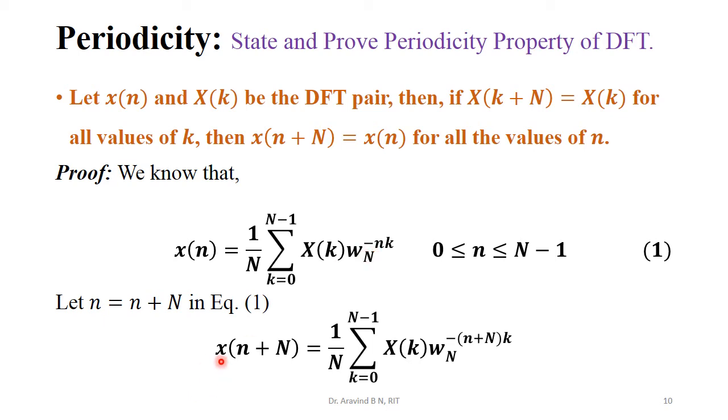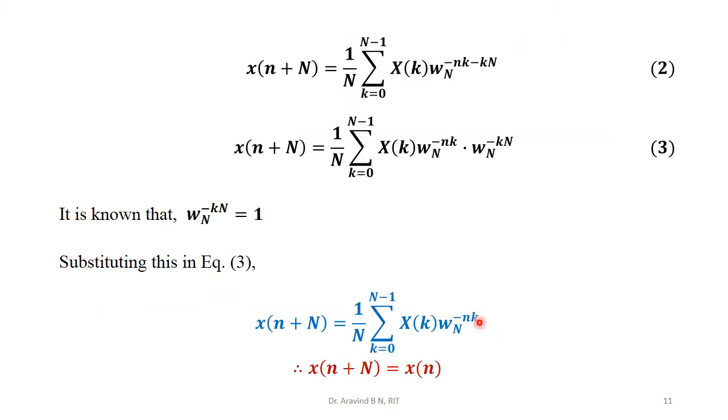So here it is: x of n plus N is equal to 1 by N, summation k equal to 0 to N minus 1, X of k omega N power minus (n plus N) into k. Right? Procedurally, the previous one and this one remain the same. There we started with the DFT and substituted for k. Here we started with the IDFT and substituted for n, but the continuation procedure remains the same. Let us continue. The left hand side we keep as it is. On the right hand side, 1 by N summation k equal to 0 to N minus 1, X of k. Up to this part it remains the same.